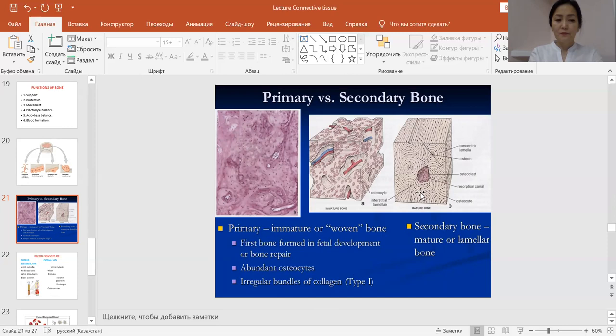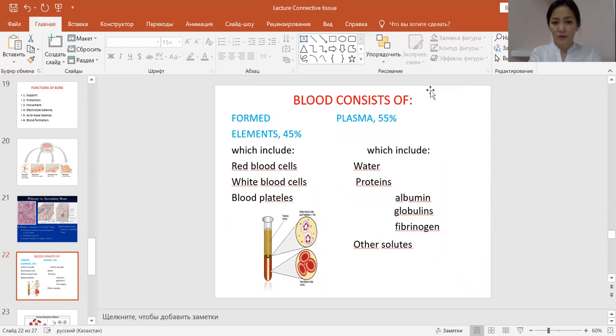And the last type of connective tissue is blood. Blood consists of cells and matrix, like another type of connective tissue. The matrix, or ground substance, of the blood is called plasma. 55% of the blood consists of plasma, and 45% consists of formed elements, or cells, which can be divided into three types: red blood cells, white blood cells, and blood platelets.